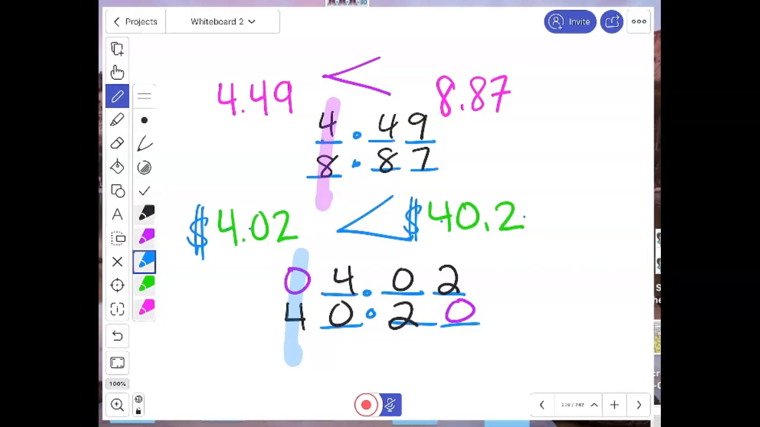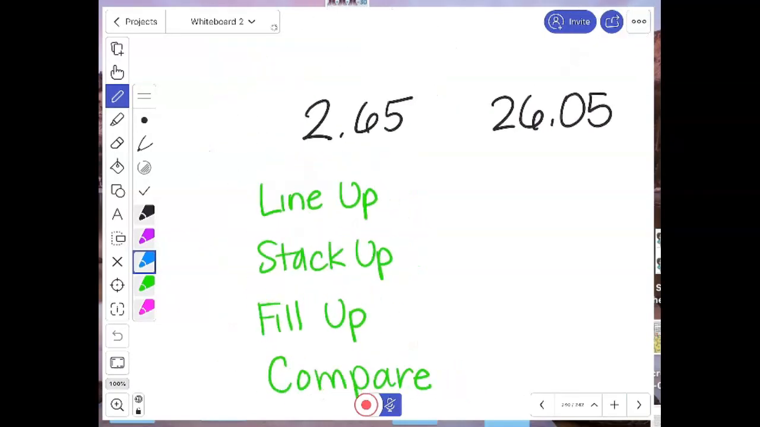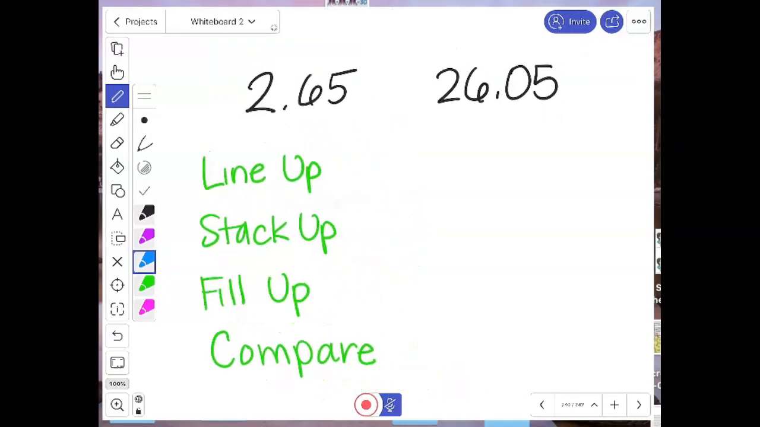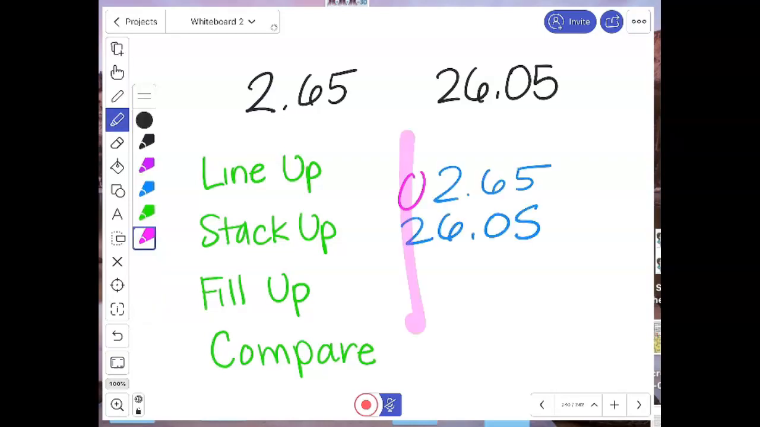Okay, I believe that is it. Nope, one more. You're going to do this one. Pause, line it up, stack it up, fill it up, compare, then come back and check. Okay, so I lined them up, lined up those decimals. I stacked in my digits. I had to fill in a 0 for an open spot, and that made it super easy to compare. 0's less than 2, so 2 and 65/100 is less than 26 and 5/100.